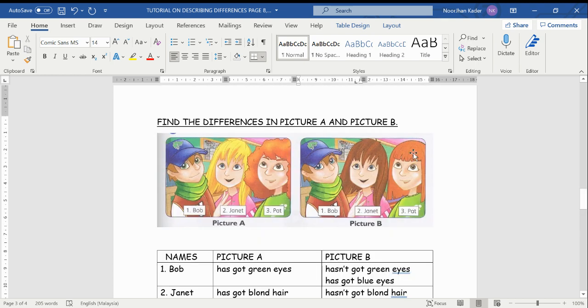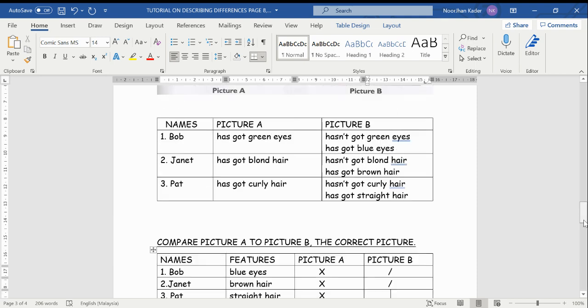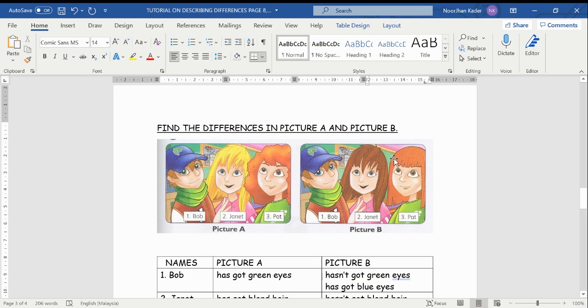Okay, and the third one, Pat has got straight hair. This is the standard feature in picture B, so we compare. So in picture A, Pat has got curly hair, so the statement is wrong. So we put a cross. Then here, whether a cross or tick, let's check. Okay, so definitely this is the correct one. So Pat has got straight hair.